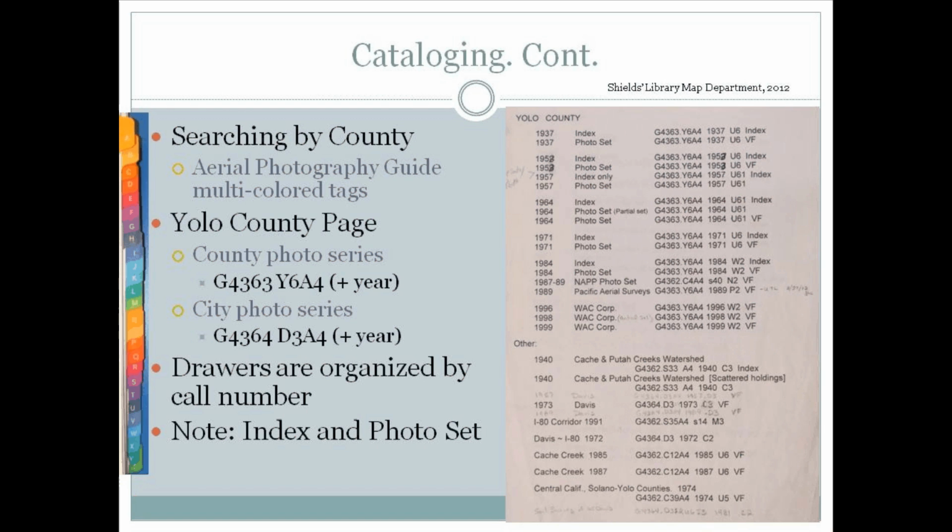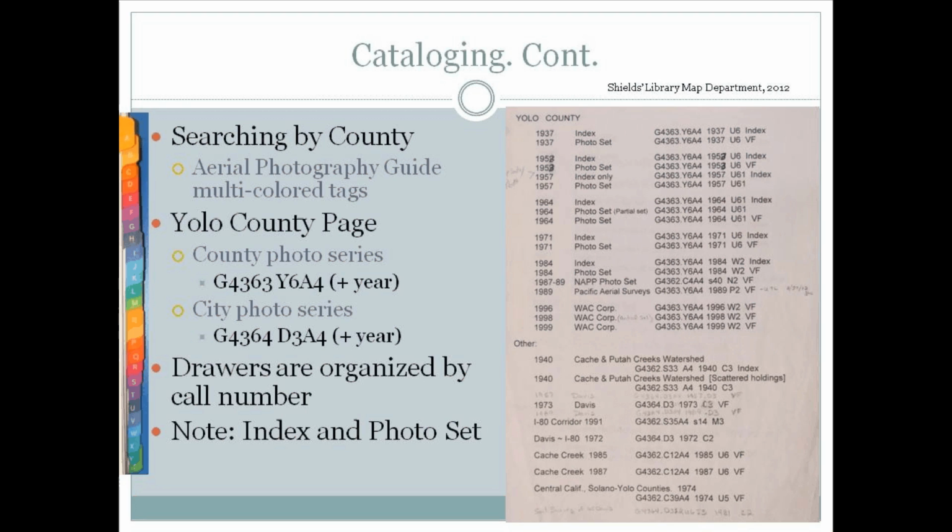The guide is organized by California County using the multicolored tags as seen on the left. Turning to Yolo County, we can see that the county has multiple years of coverage with the call number of G4363 Y6A4 plus the year. In addition, the collection has 3 aerial photographs with the city of Davis as the coverage area, with the call number of G4364 D3A4 plus the year. These call numbers allow us to identify which drawer holds the map we need.